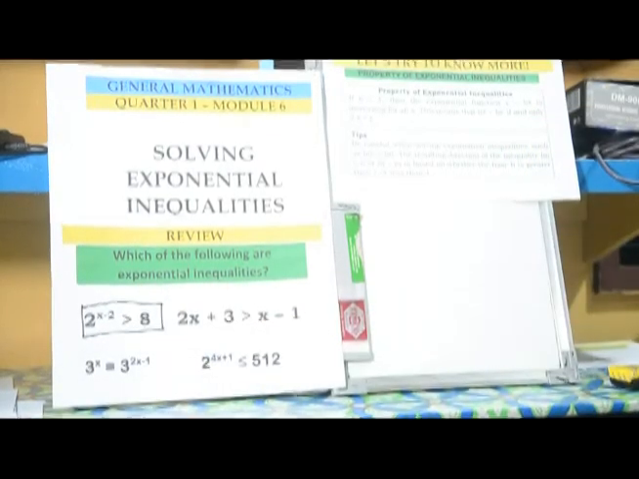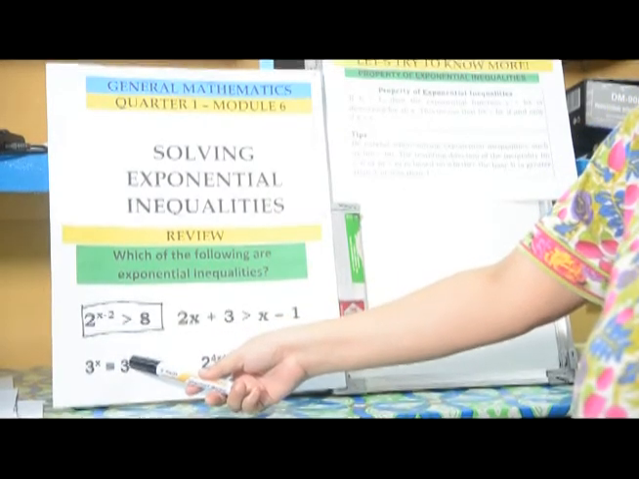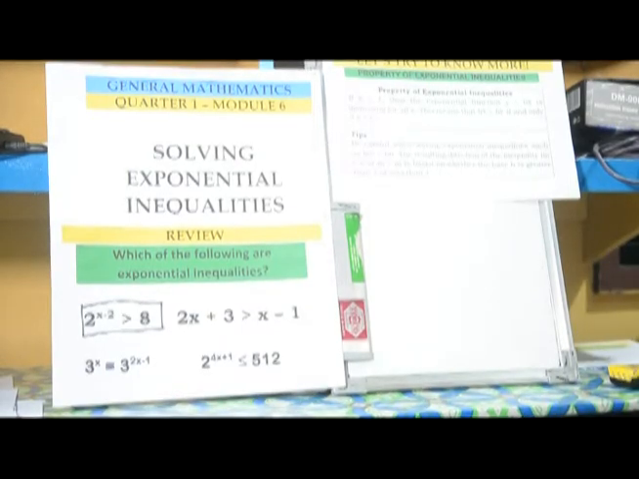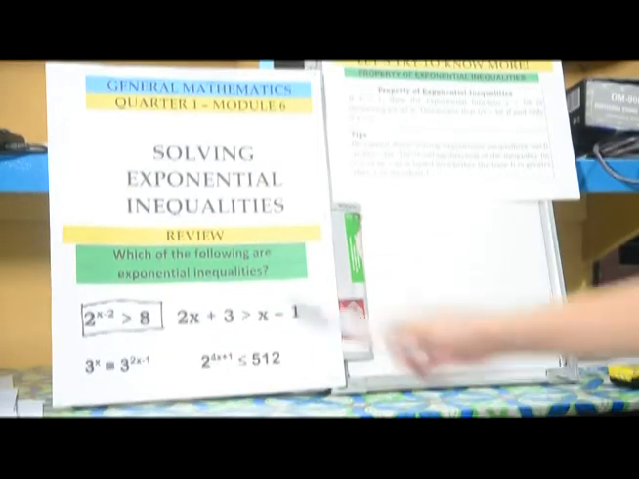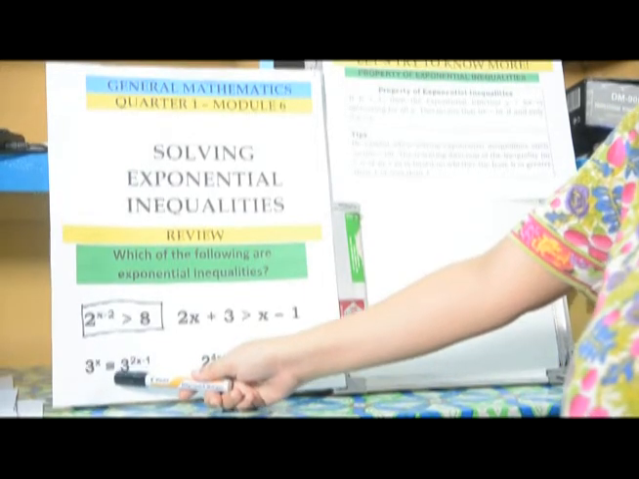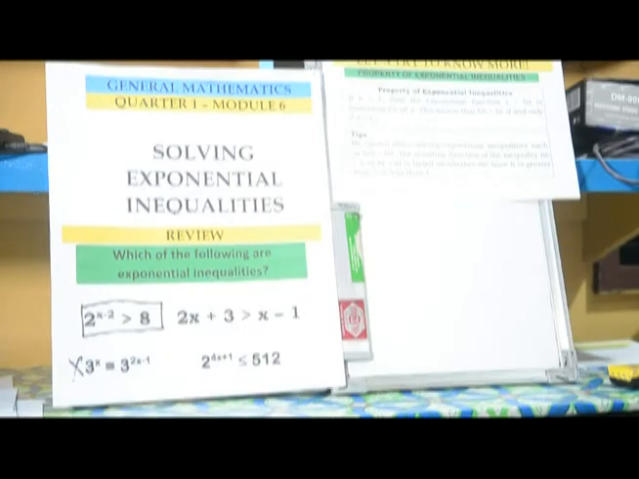Now, the second example, we also have here 3 raised to the power of x is equal to 3 raised to the power of 2x minus 1. So, the exponent is with a variable of x being raised to the base of 3. Yes, but the symbol in between the expression is equality. So, this one denotes not an exponential inequality. Okay, so we'll put this as X mark because this is not an exponential inequality because of the equality symbol.